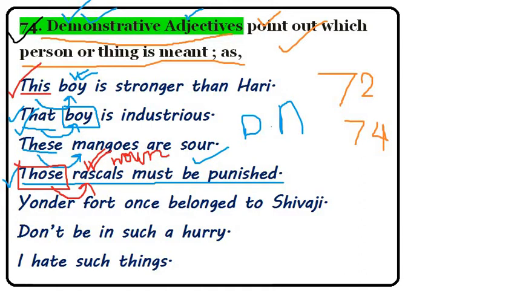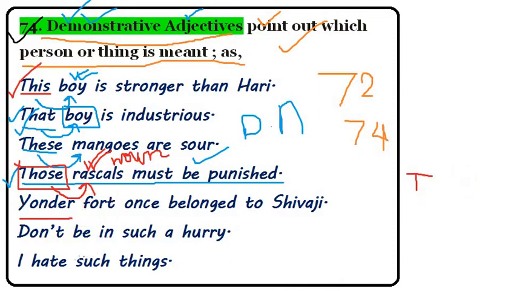Yonder fort once belonged to Shivaji. In this sentence, yonder is the demonstrative adjective. Okay. Yonder means that only. But it is not used mostly nowadays. Yonder and that are almost same. Yonder fort once belonged to Shivaji. So here yonder, it is pointing out the fort, or it is describing the noun fort here. So here it is the demonstrative adjective in this sentence.